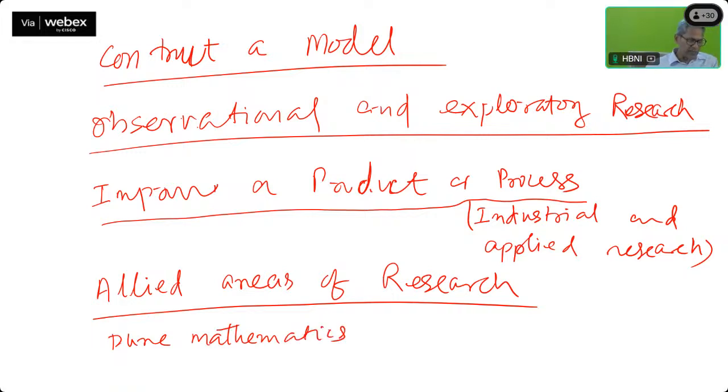Most of the science cannot be practiced without mathematics, and much of pure and abstract mathematics was developed because of the desire to solve scientific problems. However, research in pure mathematics is sufficiently different from the scientific research we discussed above. And hence pure mathematics is treated as an allied area rather than a part of science.